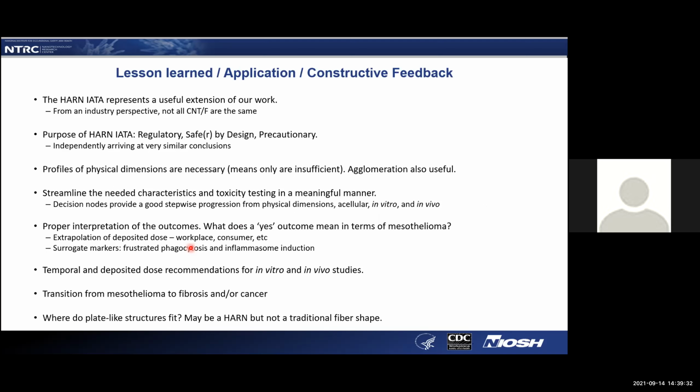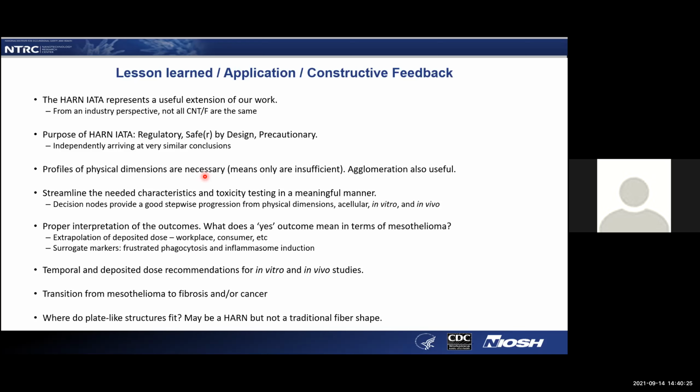So one of the challenges that Andrea asked was, what did we learn? Applications, some constructive feedback. This is sort of the bullet points that Jenny, Vamsi, and myself put together when we were going through this from our end. And we really think the Harn IATA represents a useful extension of our work as well. From an industry perspective, we always heard that the carbon nanotubes and nanofibers aren't all the same. And the way the IATA is constructed, it really illustrates that. I think with the purpose being the regulatory, the safer by design, the precautionary, we were independently arriving at very similar conclusions of how we can group these materials and what we can say about each of them.